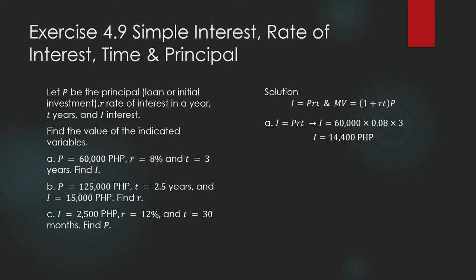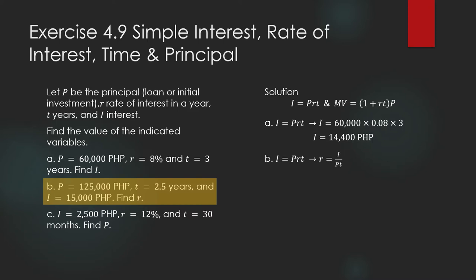Let us go to letter B. The principal is 125,000 pesos. T is 2.5 years. And the interest is 15,000 pesos. P earned an interest of 15,000 pesos after 2.5 years. What is the rate of interest? Find R.